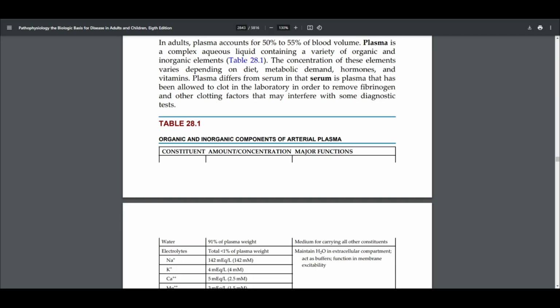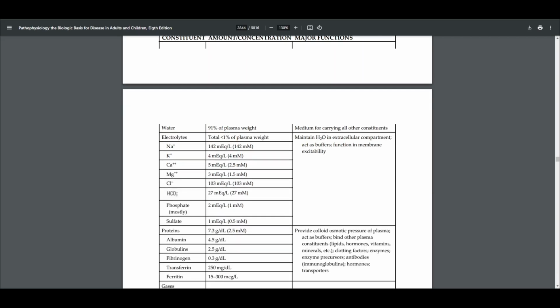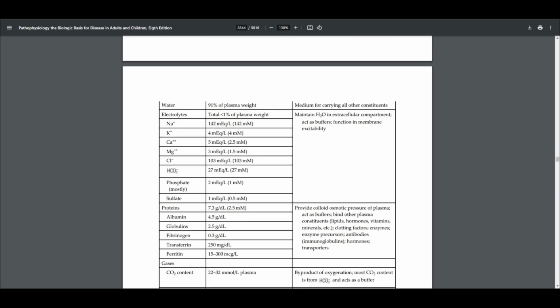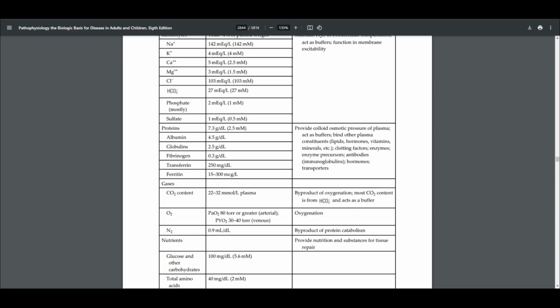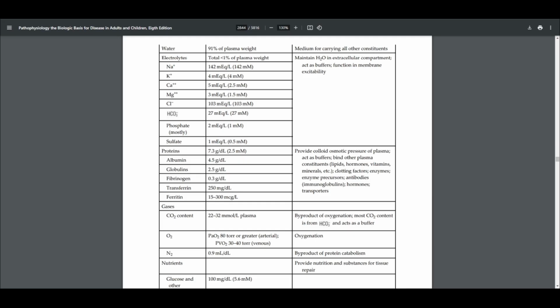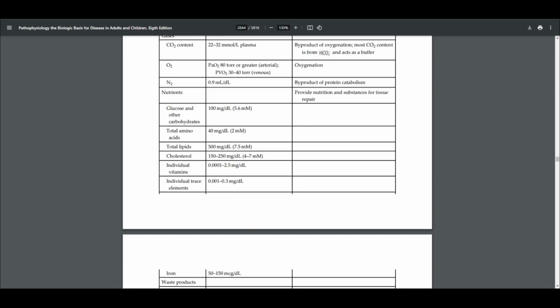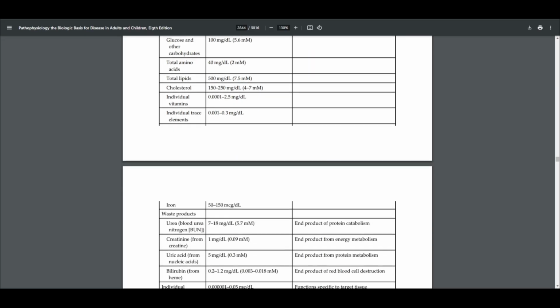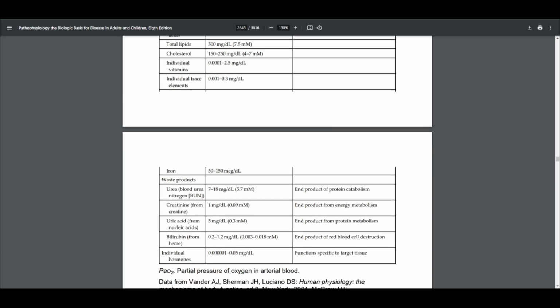So, this following table here has the constituent and amount of concentration and its major functions. A great spot to hit pause and review all the different components. Let's see if I can get it to where most of it is all in one spot. And again, if I'm ever going too quickly, please hit pause.